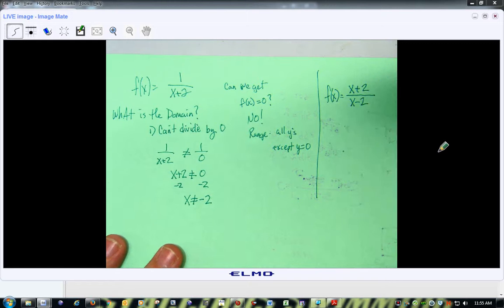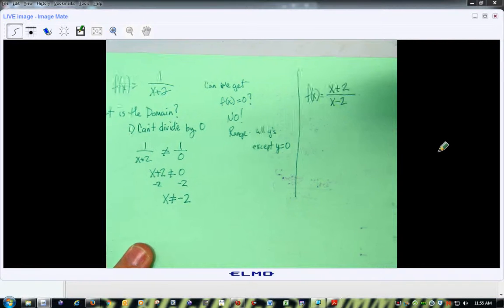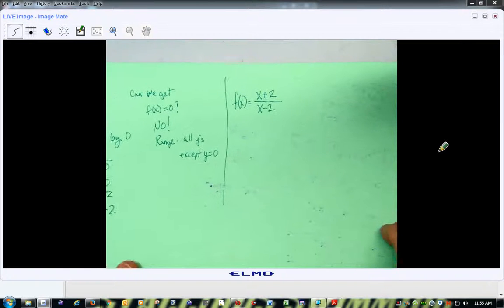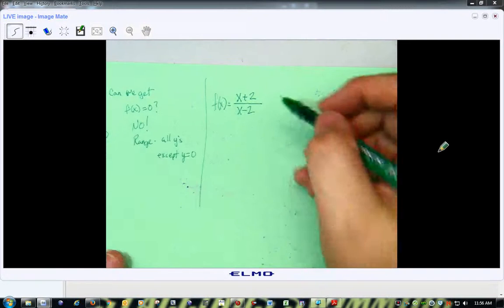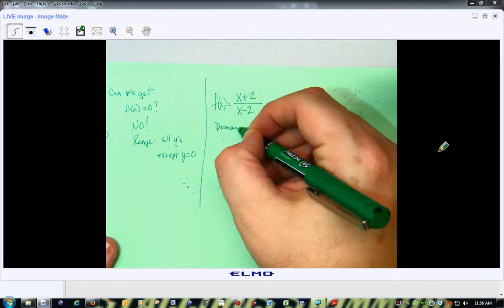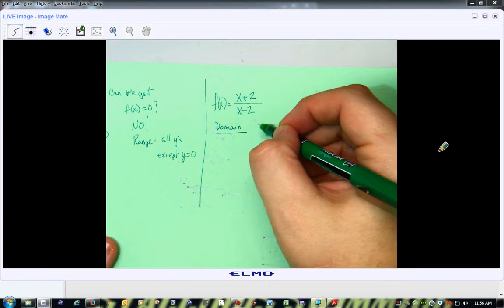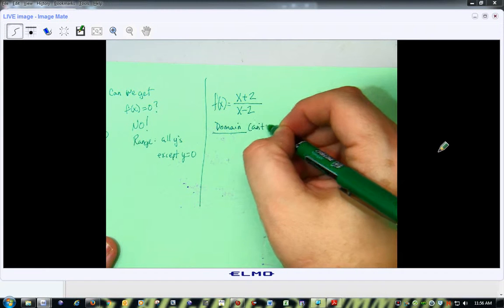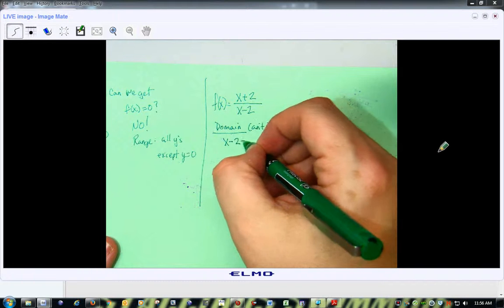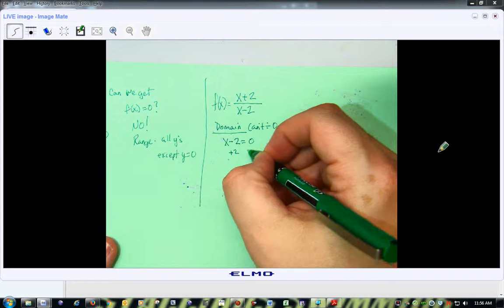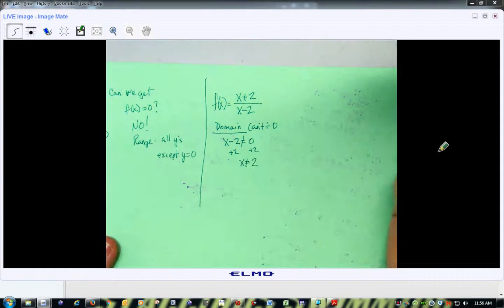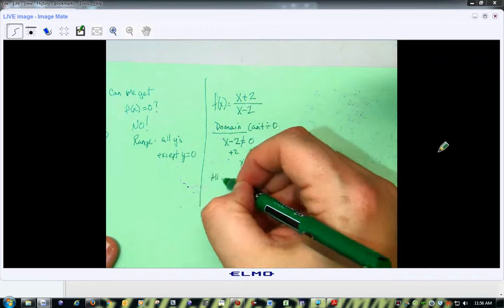Now, if you have a rational expression like this, this is the easiest way to figure out domains and ranges. Now, for your domain, we can't divide by 0, correct? So I'm going to set x minus 2 equal to 0, add a 2. Well, I'll say not equal to 2. So x is not equal to 2. So my domain is going to be all reals except x equals 2.